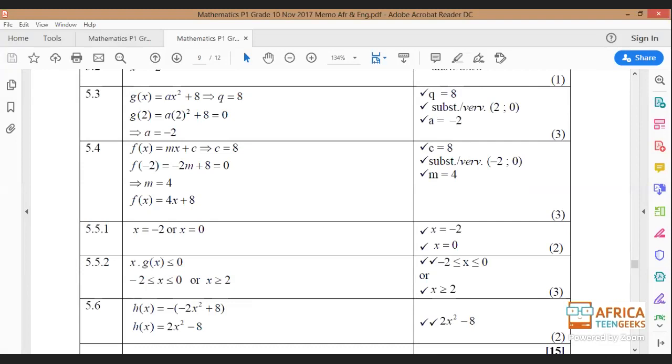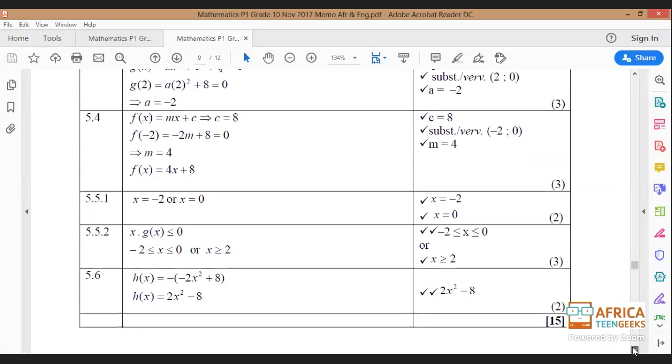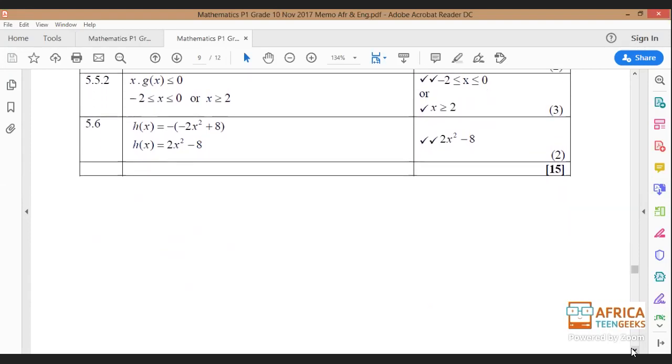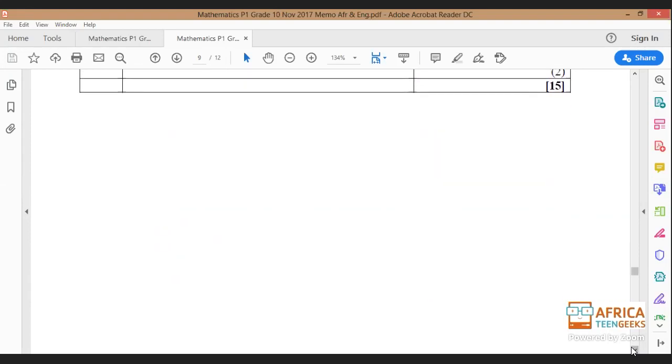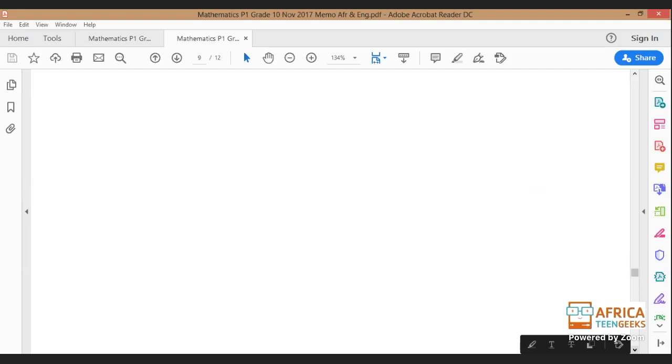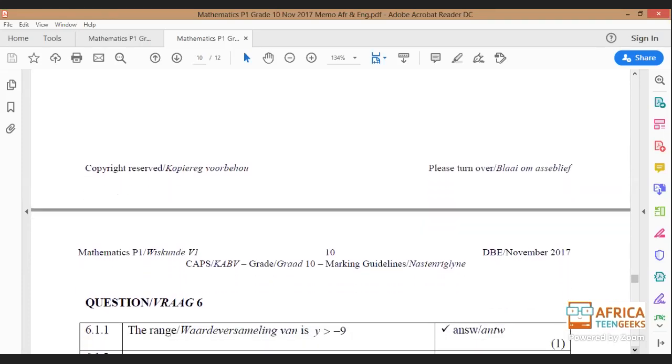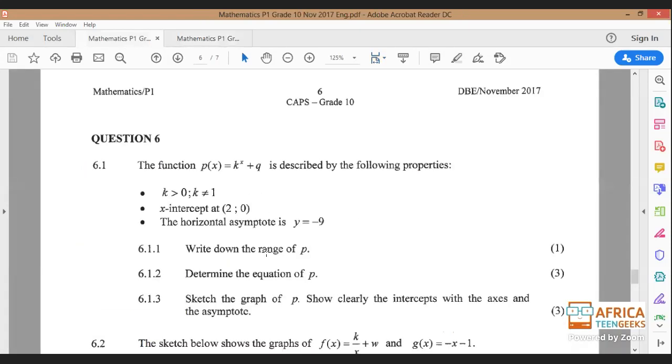So basically, if you look at your solution here for this one, let me just scroll down. Just a minute. Trying to scroll down, right? We know that the range is y is greater than -9. As I said to you, your asymptote is your range.